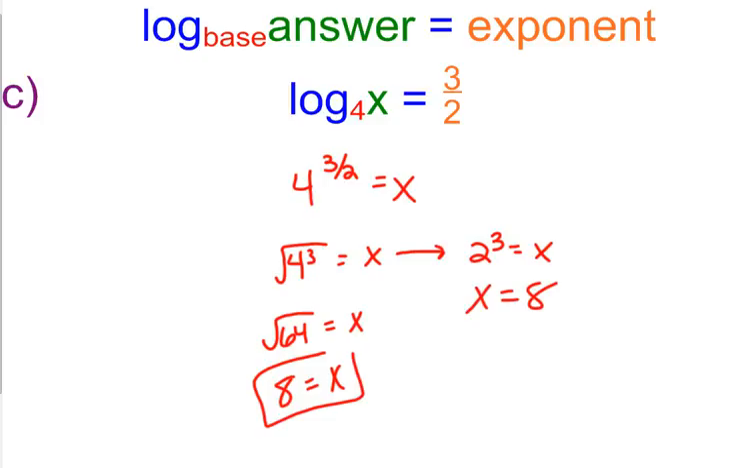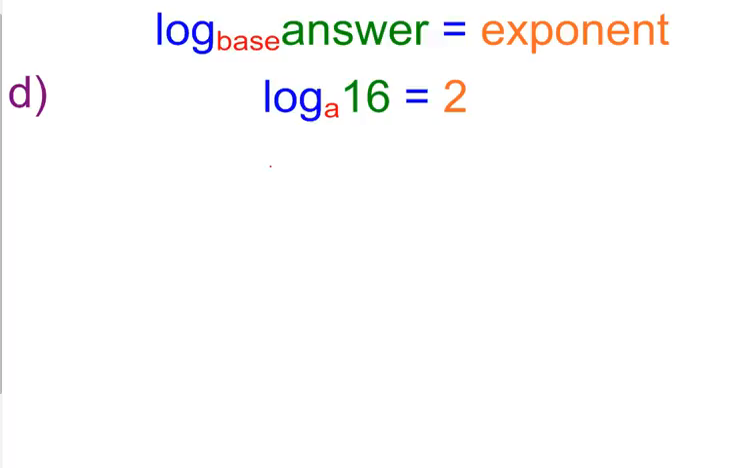And then the last one like this, we would say a squared equals 16. And now I did have an a squared here, right? So I'm going to square root both sides. So I do need to write a equals plus or minus 4.